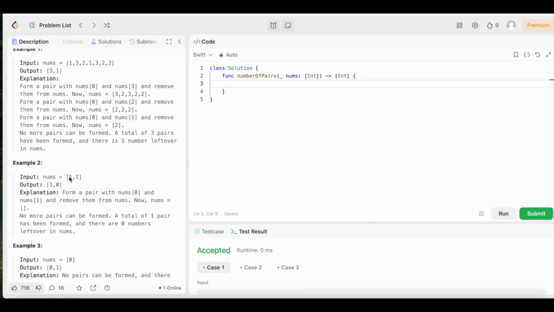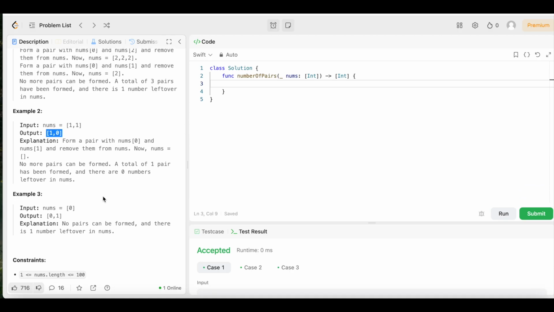So since we pair these two 1s together, we remove them. That's 1 pair, right? So we could put the 1 pair right here. Since there are 0 numbers left over after that 1 pair, we could just put a 0 right here and answer 1, and thus our output is an array of integers 1 and 0.